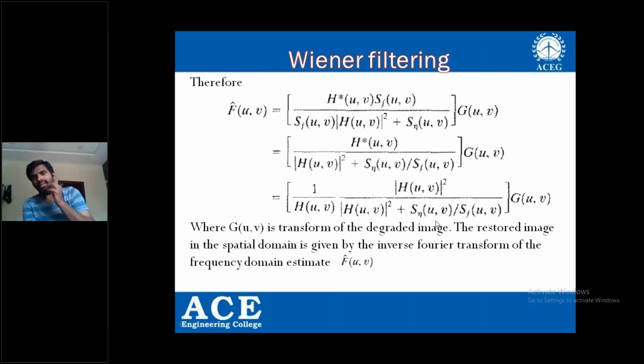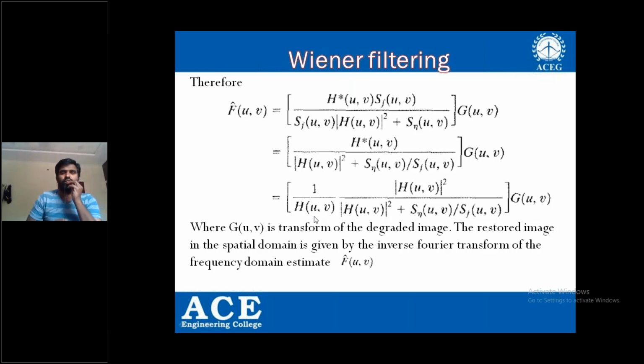For example, if this particular constant is not there, it again becomes the normal inverse filter. That is, if noise is not available, the power spectral density is 0. If the power spectral density is 0, this ratio becomes 0, and this factor becomes 1. Ultimately it will be G of u comma v by H of u comma v, and that is nothing but similar to inverse filtering.